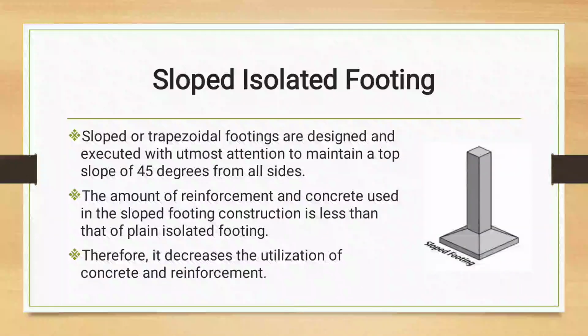Next one is sloped isolated footing. Sloped isolated footing is also called trapezoidal footing and it is designed with a slope angle of 45 degrees from all sides. By using this type of footing, the amount of concrete and reinforcement are decreased compared to the plain reinforced footing.